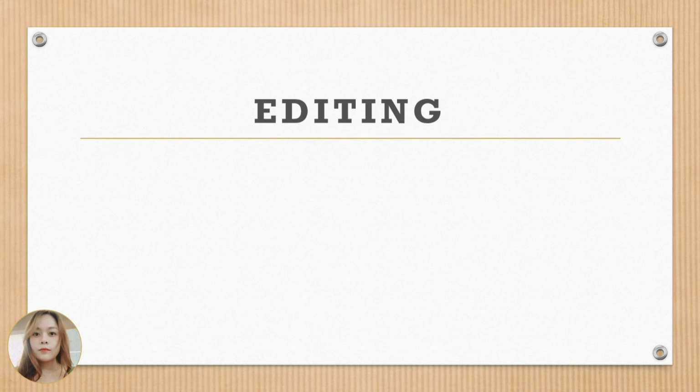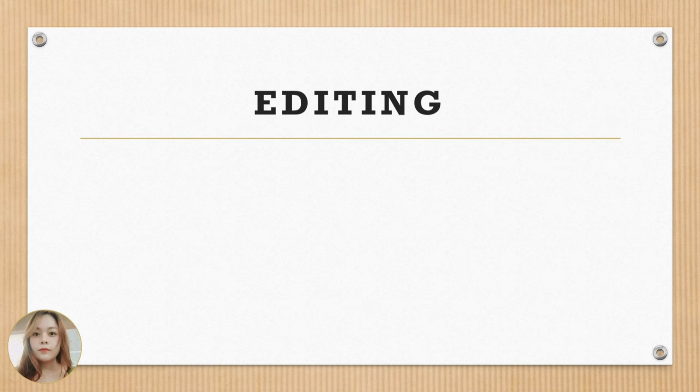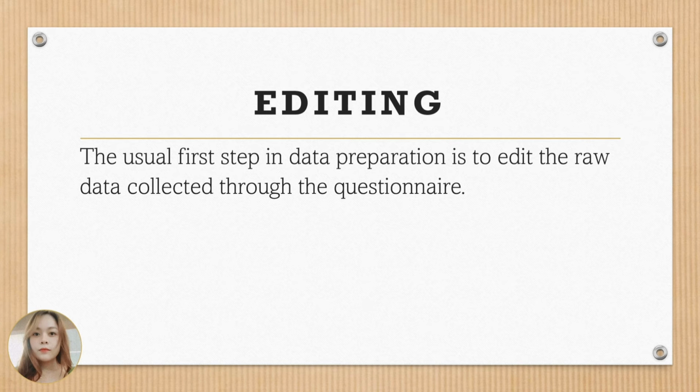So the first one is editing. We all know that editing is the usual step in data preparation. It is to edit the raw data collected through the questionnaire. Editing detects errors and omissions, corrects them where possible, and certifies that minimum data quality standards have been achieved. The importance of editing is to generate data which is accurate, consistent with the intent of the question and other information in the survey, uniformly entered, complete, and arranged to simplify coding and tabulation.